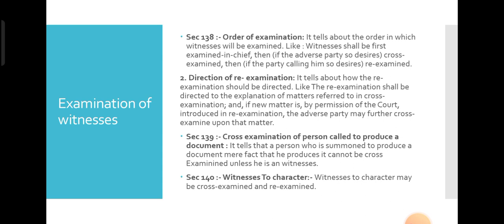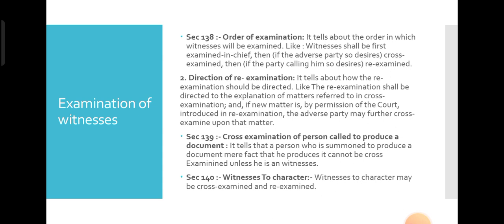Okay, now the second thing which section 138 tells is the direction of re-examination. It basically tells how the re-examination is directed, how the matters will be referred to in the cross-examination by the permission of court, and how all the procedure of re-examination happens. It comes under this section.